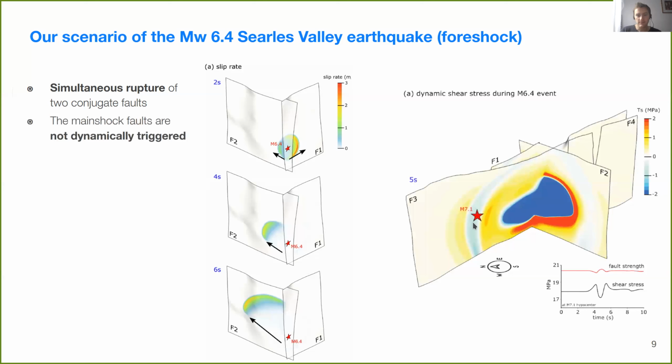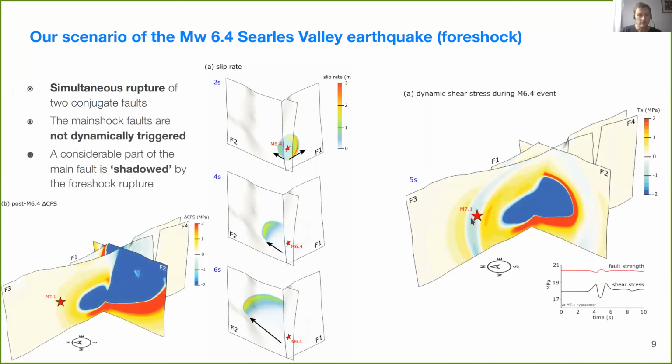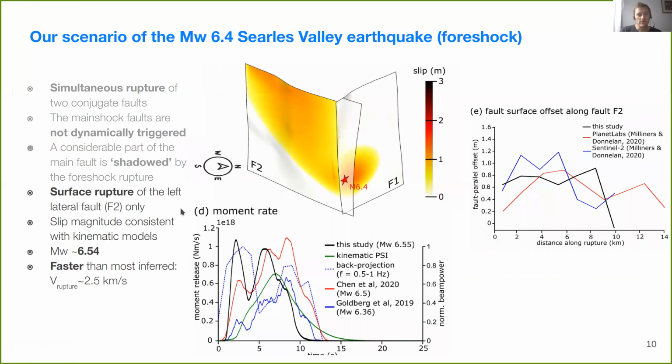We can also check the dynamic stress at the main shock hypocenter, an increase of up to 0.8 megapascal during the foreshock. And we can see that a considerable part of the main shock is shadowed by the foreshock rupture. Our model captures surface rupture on the left lateral fault, F2, and no surface rupture on F1. So the surface offset is consistent with the previous inference.